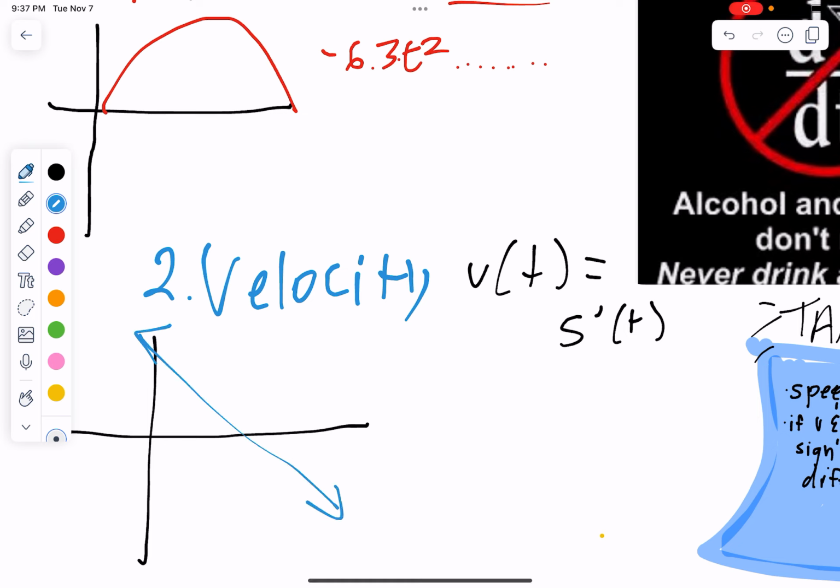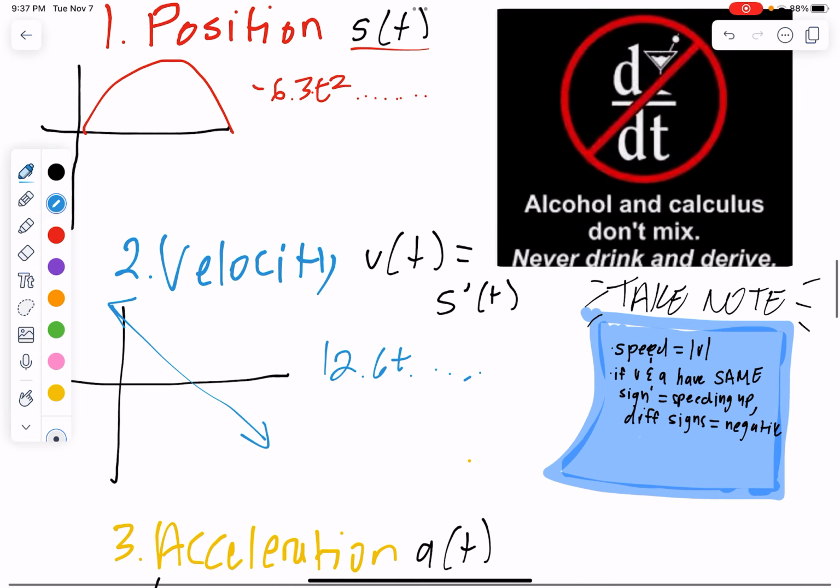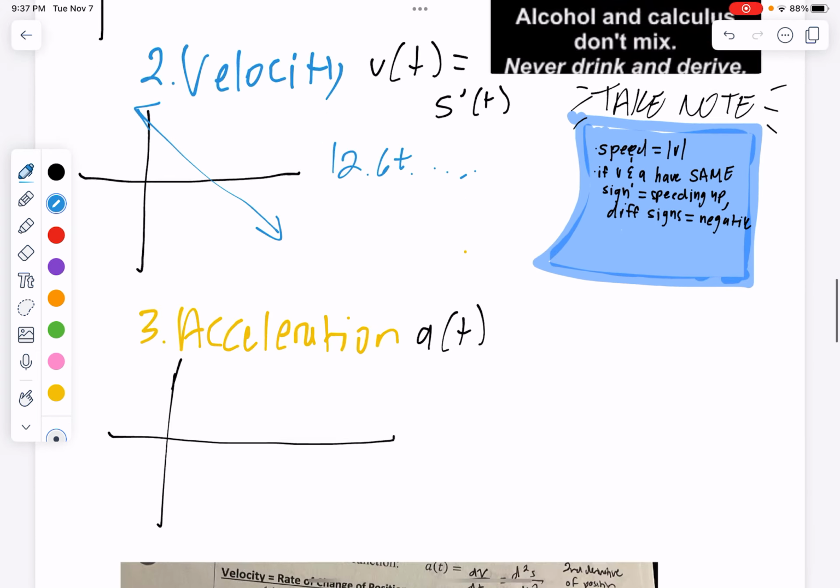Because if you think about it, once you do our lovely little power rule to the 6.3 times 2, 6.3 times 2 is 12.6. You get 12.6t as your new rate of change, or slope, kind of there. So there's that. Velocity is the derivative of position.